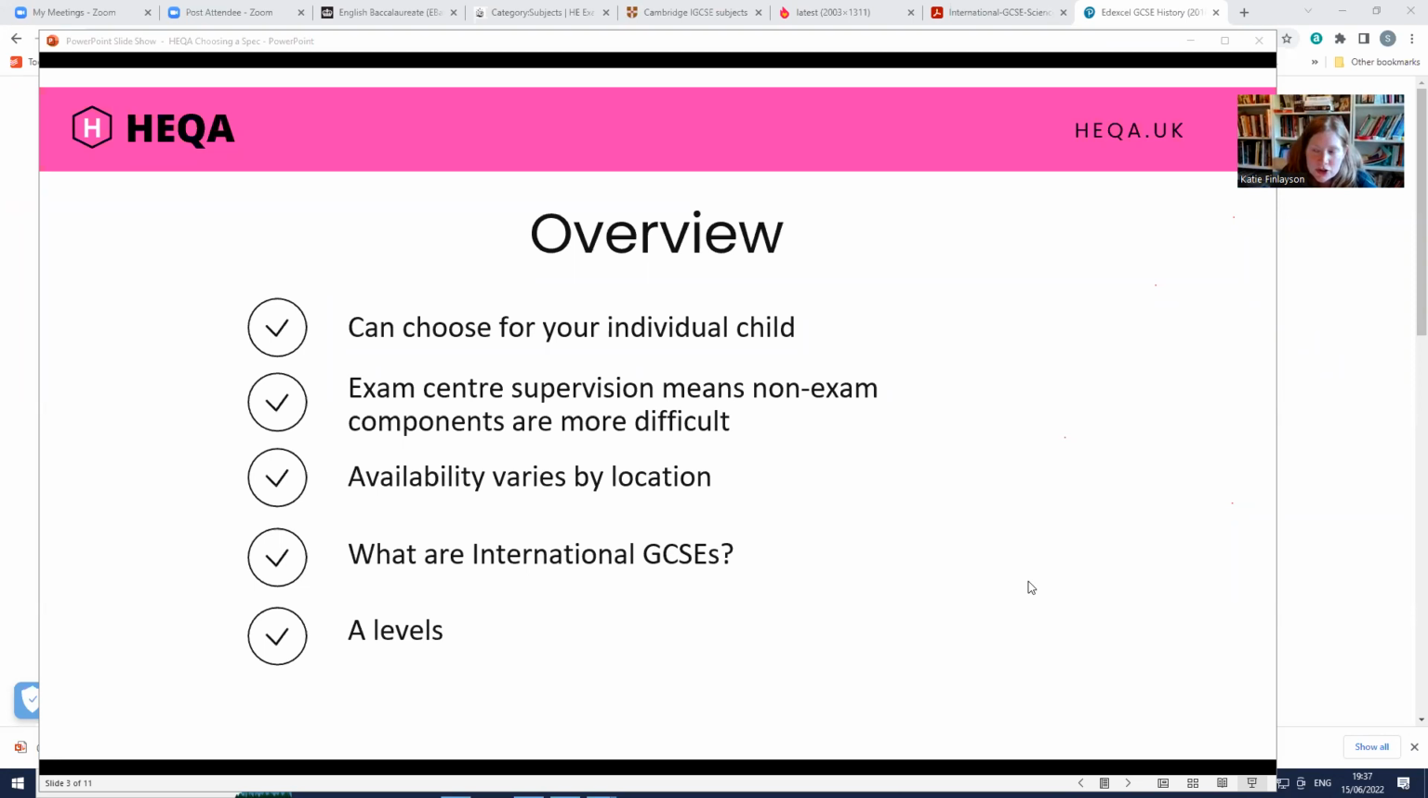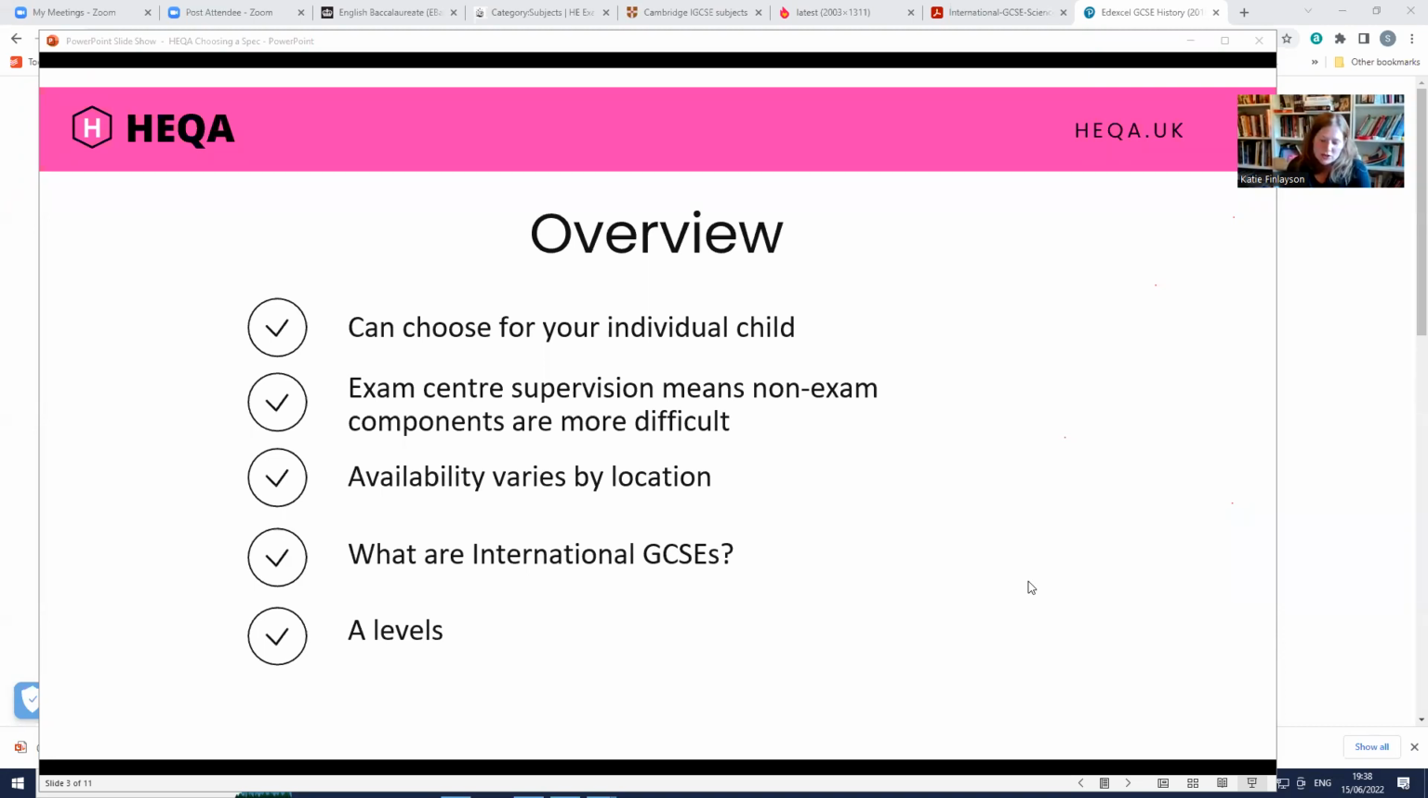So it's that extra supervision that means things like coursework and practicals are a lot more difficult. They're not always impossible. There are some centres that are able to have arrangements that can do that supervision for you, but it does make it a lot more complicated. And again, for exams that include non-exam assessment, what's available varies by location. So if you're close to a centre, or if you're close to a tutor group that is already set up to do that supervision, then that's great, but those aren't available everywhere.